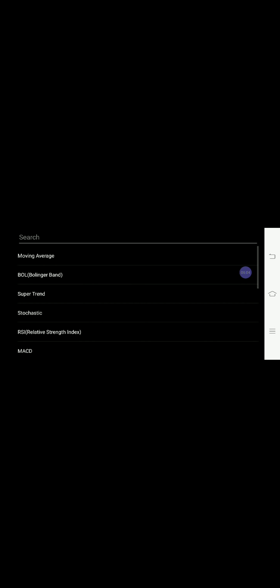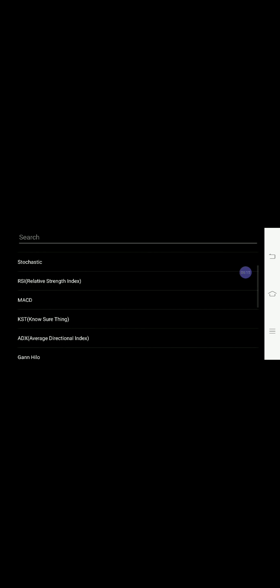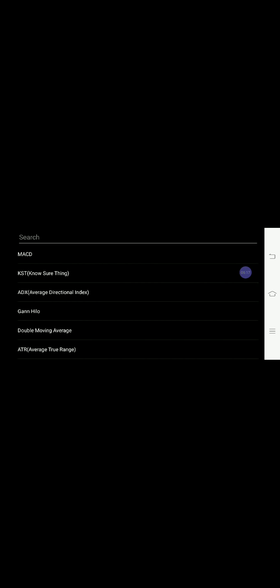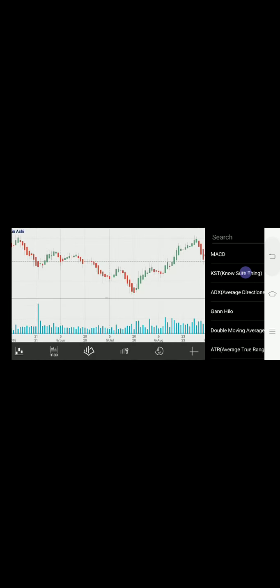You can see all the options you have in this. Here you can see a moving average, Bollinger Band, Supertrend, then RSI, MACD, what the MACD of the particular stock is, and the average directional index. There are many more options you can find in this.